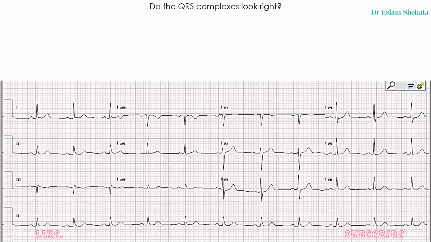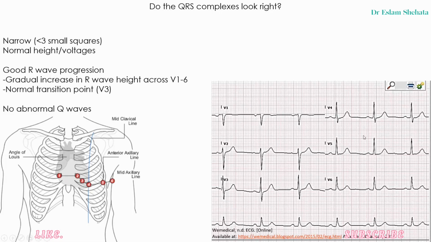And so now we'll move on to R wave progression. Small R wave here, bit taller and bigger than the S wave, so transition point in V3, which is normal, taller, and now we're predominantly positive. So this is nice, this is good R wave progression. So overall we'd say these are narrow QRS complexes of normal height/voltage, good R wave progression, and no abnormal Q waves.